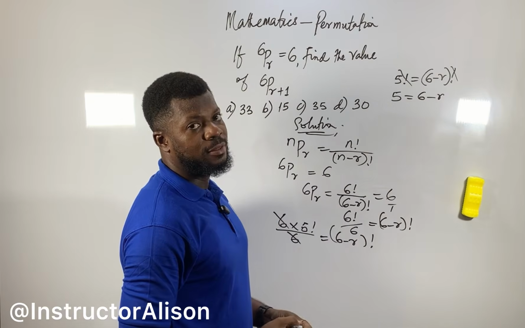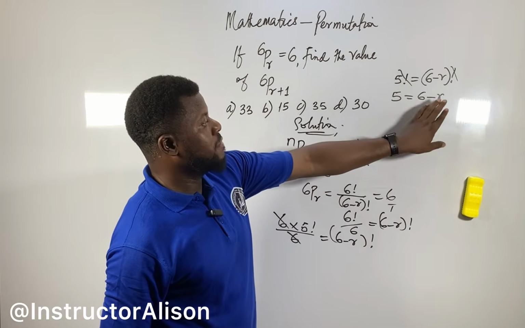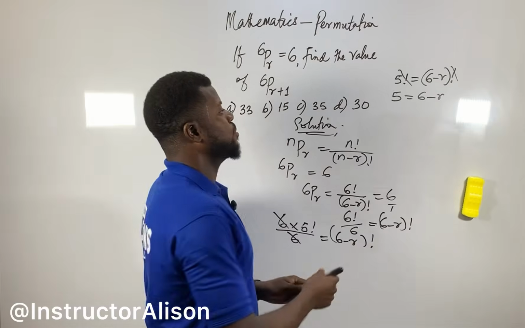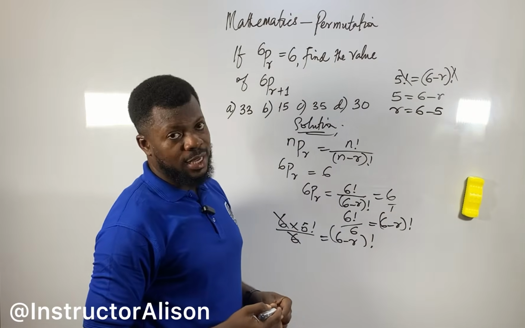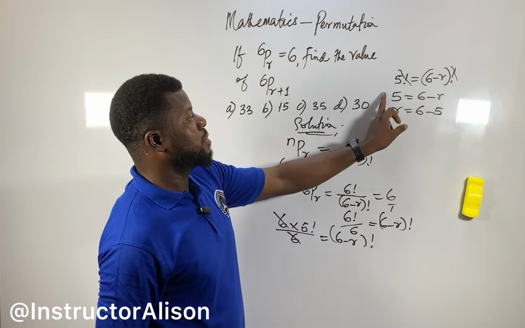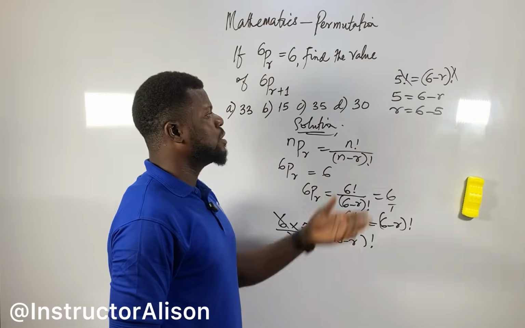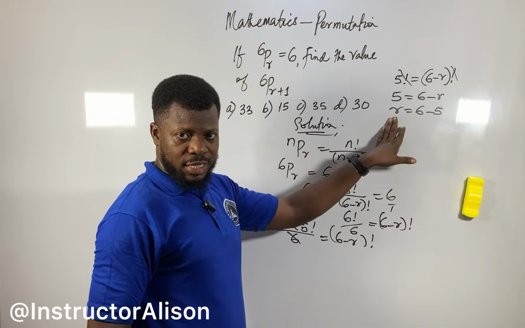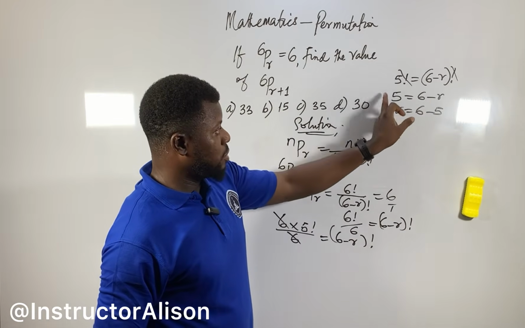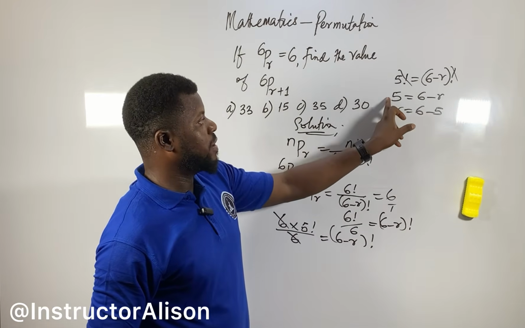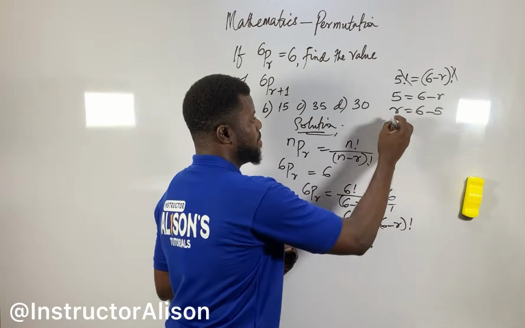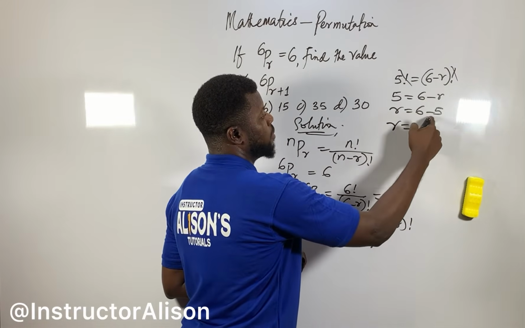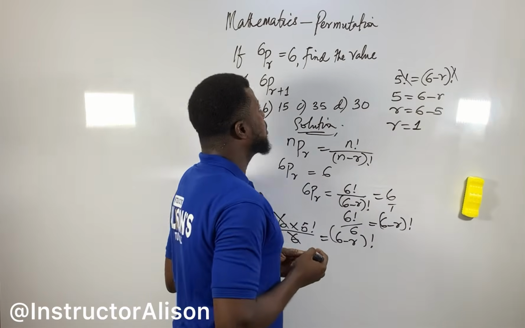Find r here. This r carries negative. If you can't keep it on this side, let 5 go to this side, so r equals 6 minus 5. And if you don't understand it like that, just carry 6 to this side. Minus r crossing to this side becomes plus r. Plus 5 crossing to this side becomes minus 5. Now r equals 6 minus 5, which is 1.